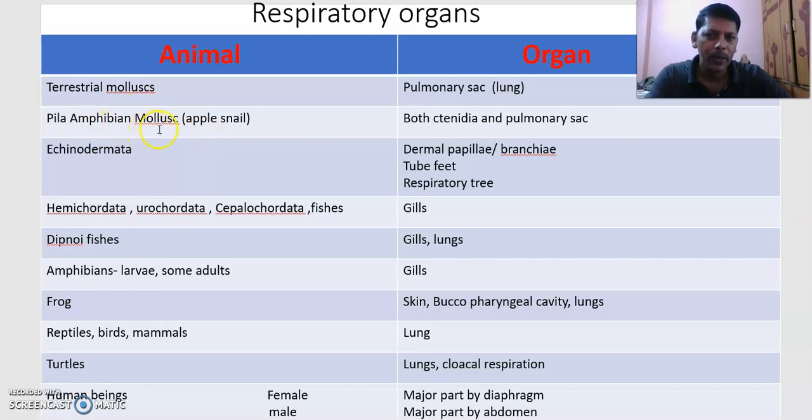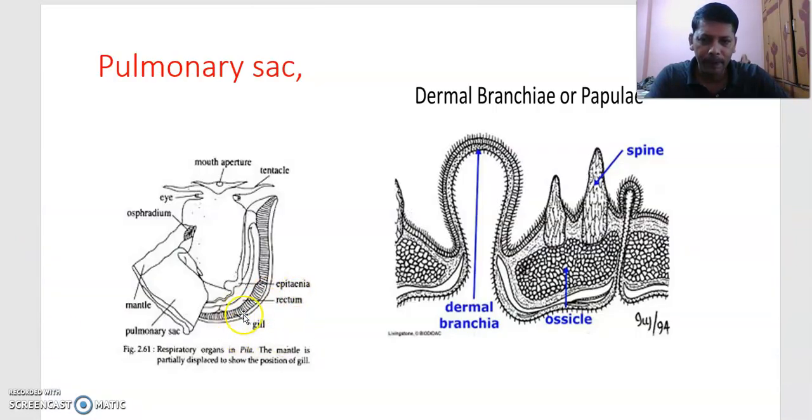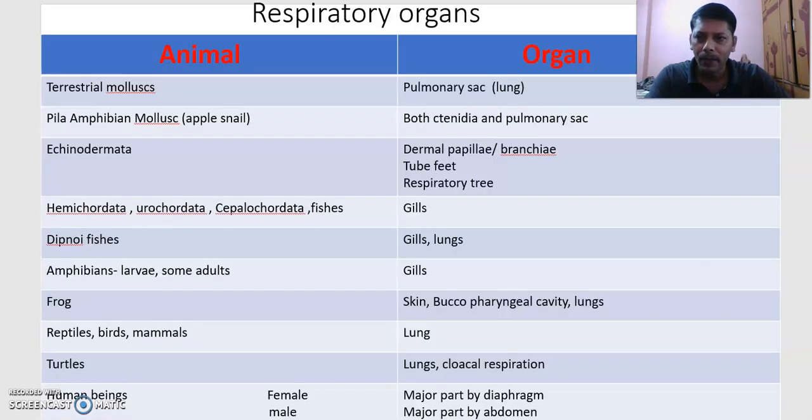This is the amphibian mollusc. Here both ctenidia and pulmonary sac are present. Observe here, this is the gill. These are the gills, feather-like gills, and this is the pulmonary sac. In amphibian molluscs, both ctenidia and pulmonary sacs are the respiratory organs.